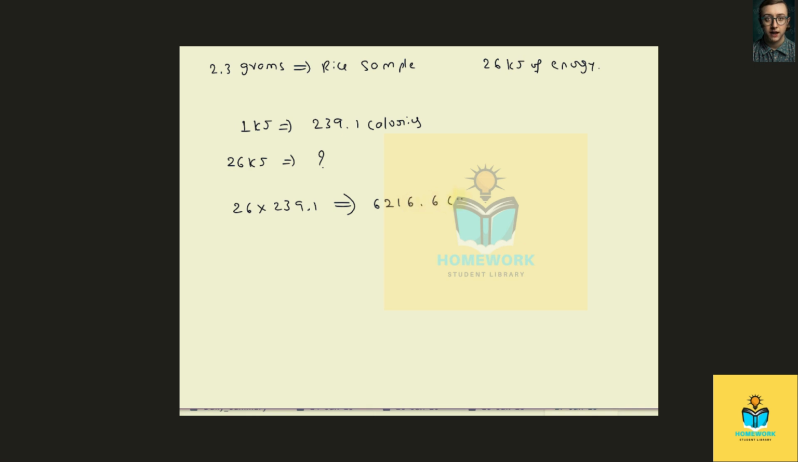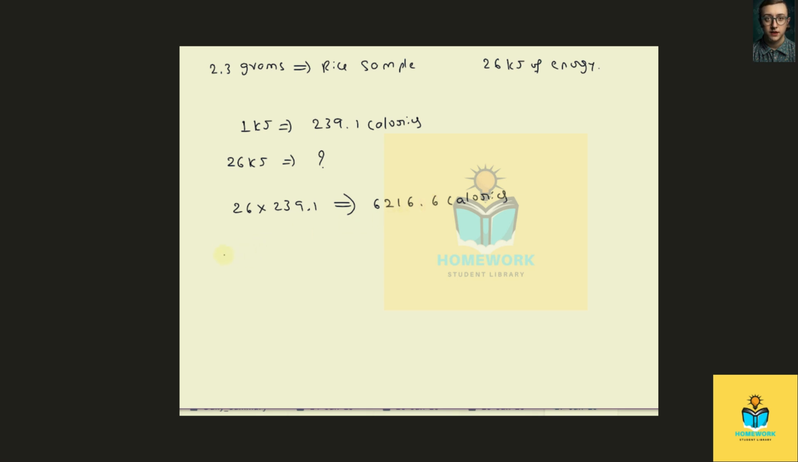6216.6 calories. So when we convert 26 kilojoules into calories, it becomes 6216.6 calories. So here I have converted it into calories, but they have asked that we have to convert into kilocalories. So what I do, I am just going to divide it by 1000.